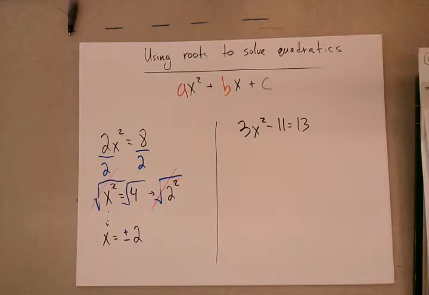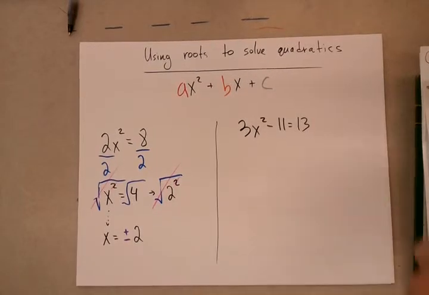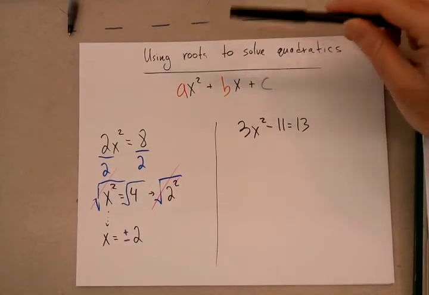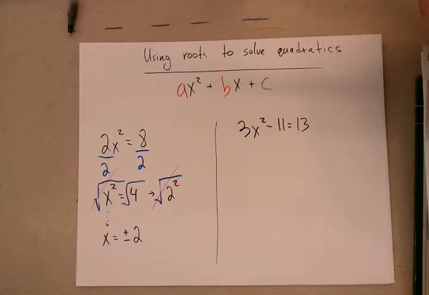Alright, so here we have 3x squared minus 11 equals 13. It's still a quadratic function. It has all the component parts. It's still missing this middle term. A lot of times it's not going to be there, just for simplicity's sake more than anything.